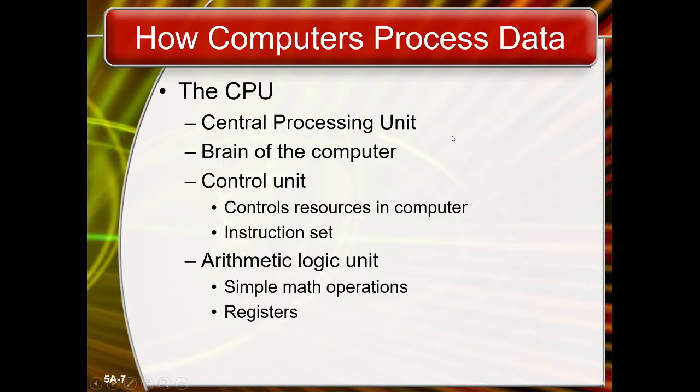Okay, how computers process data. For processing data, they need the CPU, referred to as the central processing unit, and it is primarily the brain of the computer. It comprises 2 parts: control unit and arithmetic logic unit. It is referred to as CU, control unit. It controls resources in the computer, also the instruction set. The ALU, or arithmetic logic unit, is here to perform mathematical operations as well as to control registers.